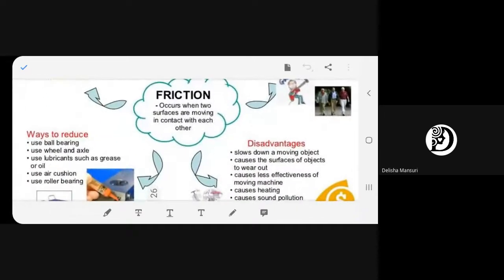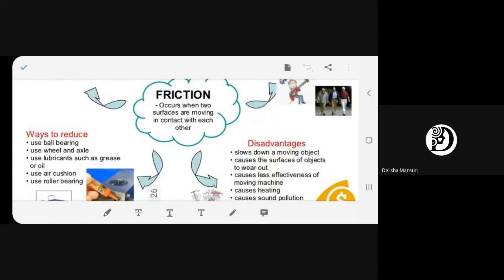Please read. Read. Ways to reduce friction: use ball bearing. Ma'am, from friction, you should read it.